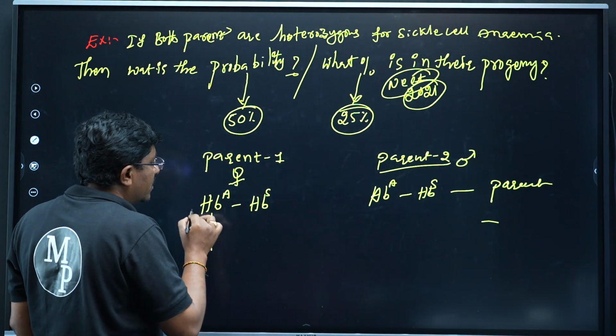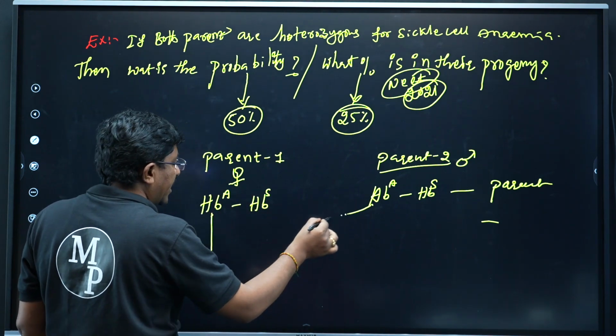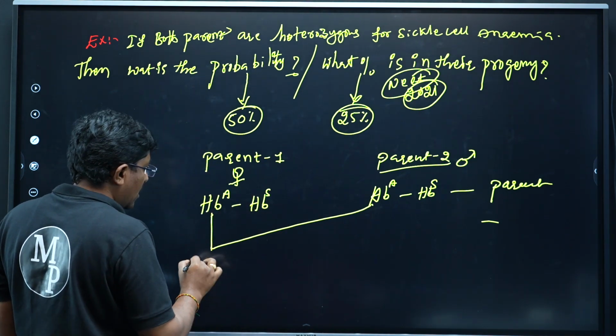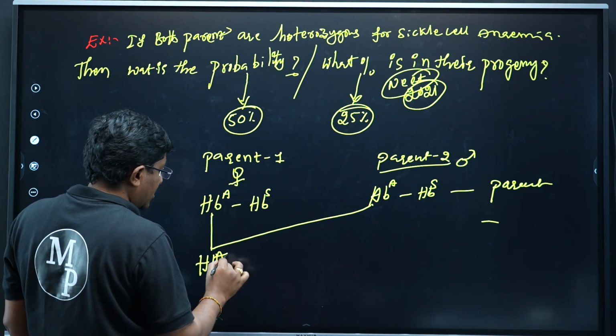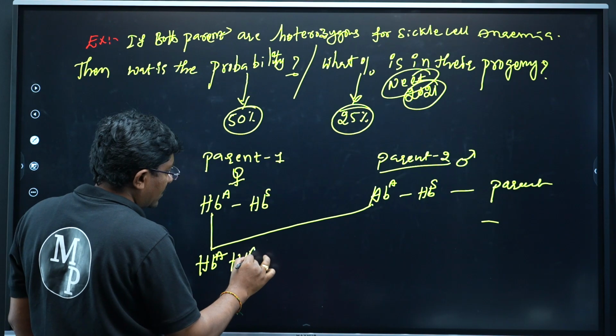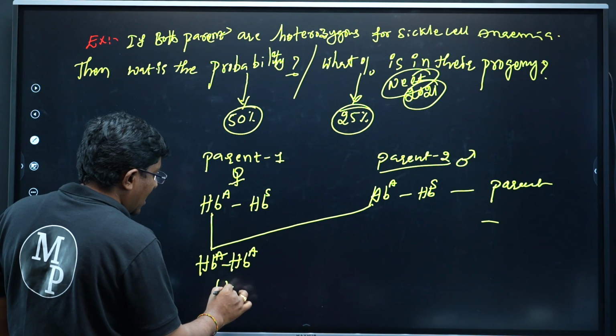So if this sperm, what is it, this ovum, it is fertilized with this sperm, so it is HBA and also HBA. So this is homozygous dominant, so it is unaffected.